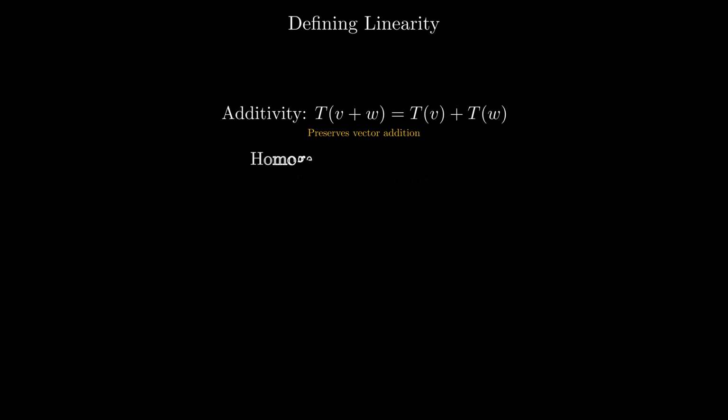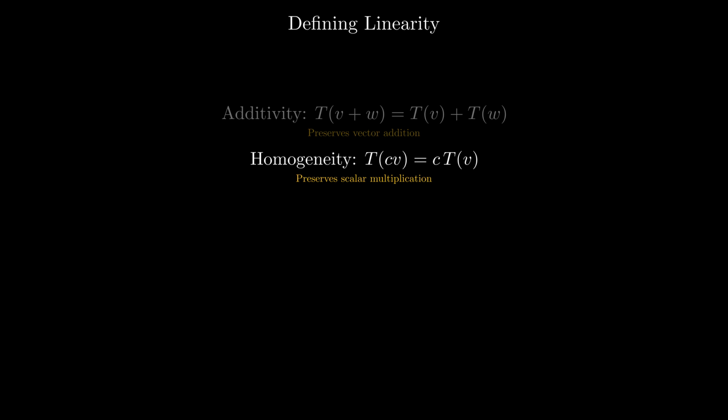Here are the 2 rules that define linearity. Rule 1 is additivity. T of the quantity v plus w equals T of v plus T of w. In words, transforming a sum is the same as summing the transforms. Rule 2 is homogeneity. T of c times v equals c times T of v. Scaling first and then transforming gives the same result as transforming first and then scaling.